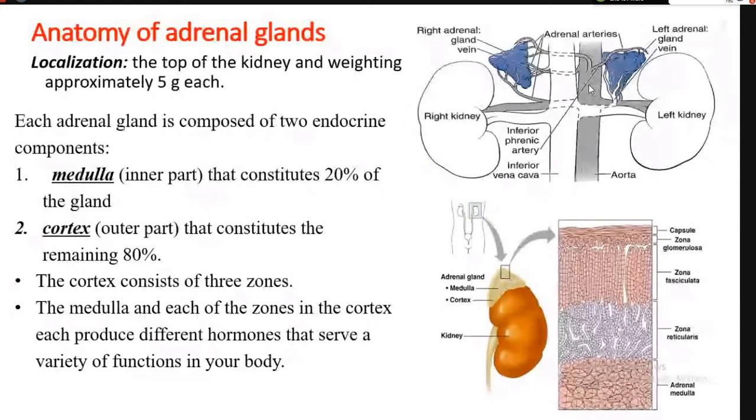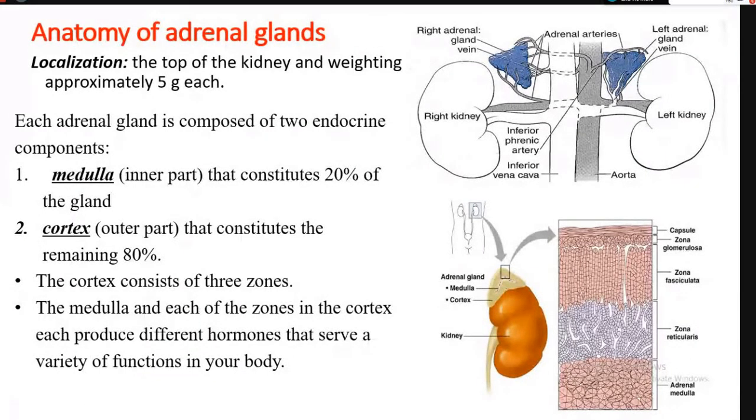This is now the blood supply also: left adrenal vein, right adrenal vein, adrenal arteries. This is for anatomy, people must be knowing. And then the inferior phrenic artery is there, and the inferior vena cava. This is the aorta. So this is general anatomy, and this is the microscopic anatomy: capsule, zona glomerulosa, zona fasciculata, zona reticularis, and adrenal medulla. These are the microscopic features.